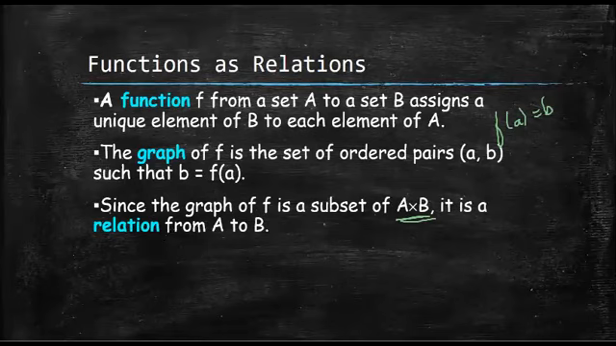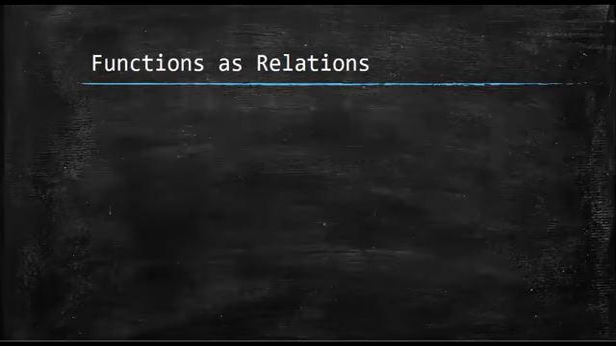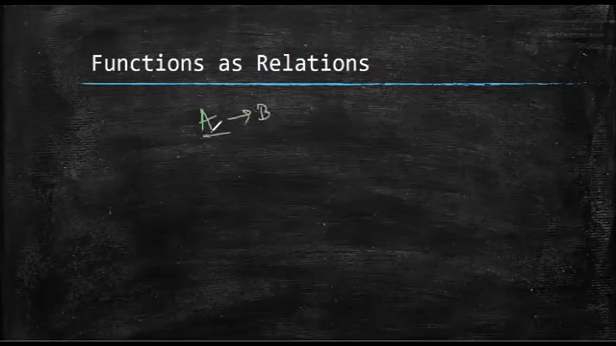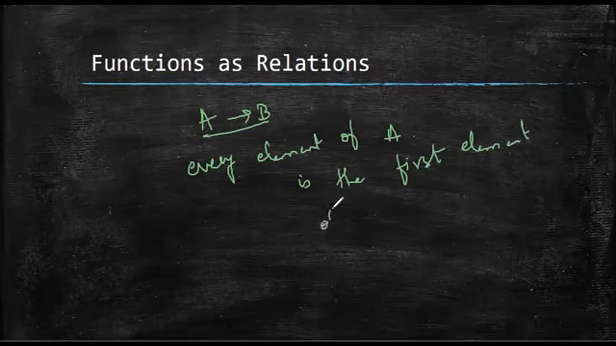So this is the definition for functions as relations. The next thing is, if R is a relation from A to B, then every element in A is the first element of exactly one ordered pair of R. So if we have an A to B relation, then every element of A is the first element of an ordered pair. Now what do you mean by this?